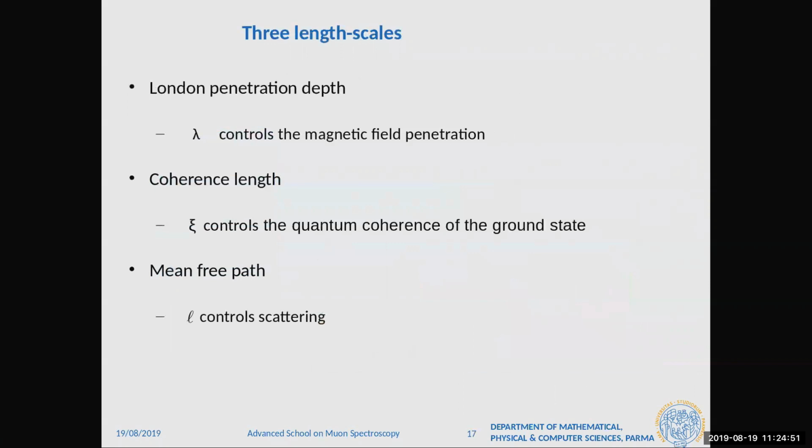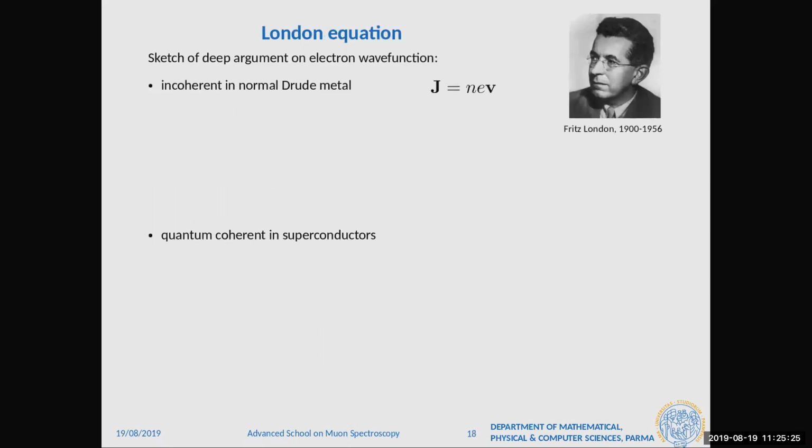So I'm coming now to these three depths that I have to introduce to you in order to tell you what muons will see and how they will measure these quantities. The first controls how the magnetic field penetrates in these samples. The second controls the scale over which the wave function can extend. And we shall see that a little bit better. And the third, of course, has to do with scattering with impurity, which was already there in the metal to begin with.